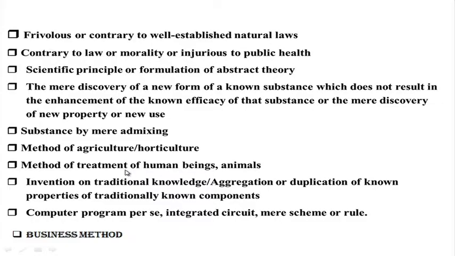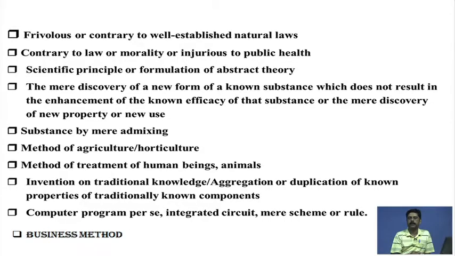Similarly, method of treatment of human being or animal. Just like health is an essential thing for human beings, and medical method of treatment, if it is patentable, it will be costlier. So considering that, method of treatment of human beings or animals is not patentable. But how can you make this patentable? Through a system or device. If you create diagnostic kits, they can be considered patentable, but a diagnostic method or method of treatment is not patentable, while a device or system can be patentable.